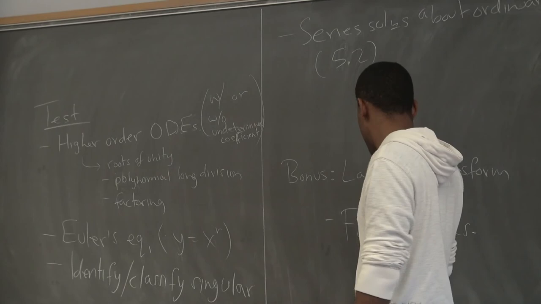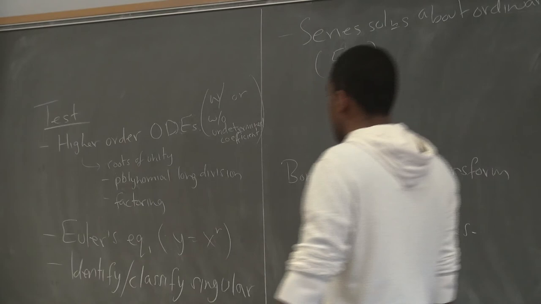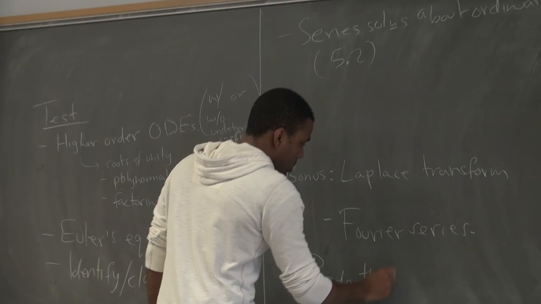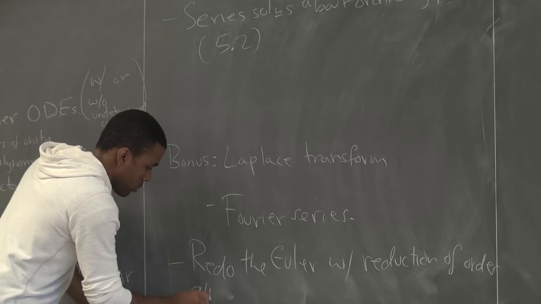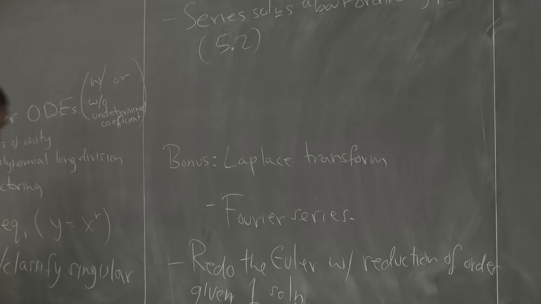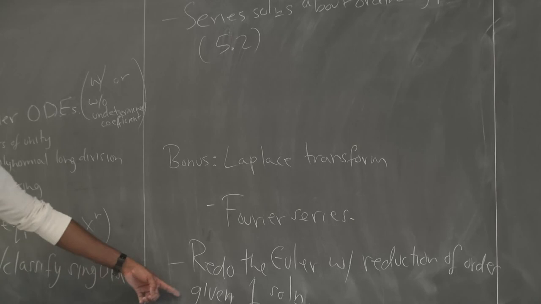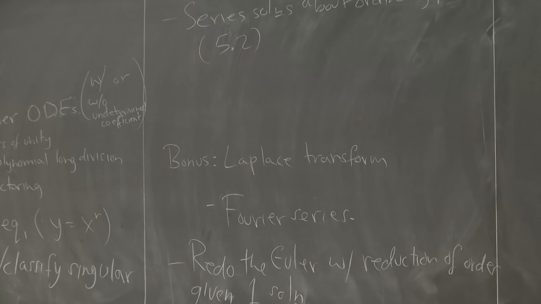I can probably give you a bonus. I think it'll be good practice to redo the Euler equation with reduction of order, given one solution. From here you'll have two solutions. You should be able to find the second one if I just tell you what one is, and you can use reduction of order to find the second one. There are actually a couple of ways to tackle something like that, which is very typically asked.